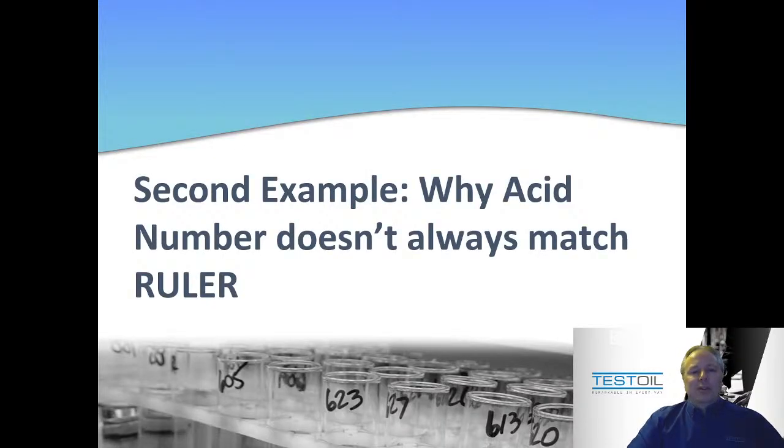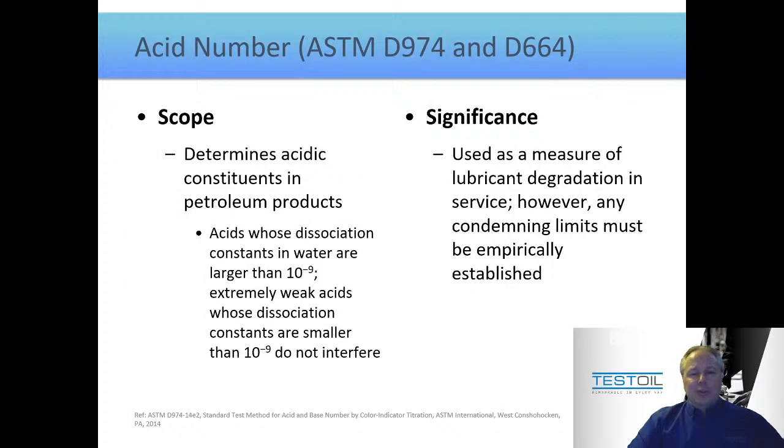Now, moving on to our next example, some people ask a slightly different question related to degradation. And they wonder why acid number results don't always correlate with ruler results. Well, again, starting with the scope and significance, you can start to understand that we're coming at this from two completely different perspectives about degradation.